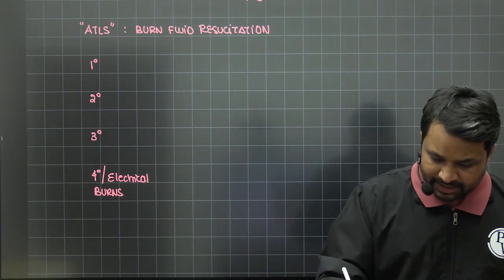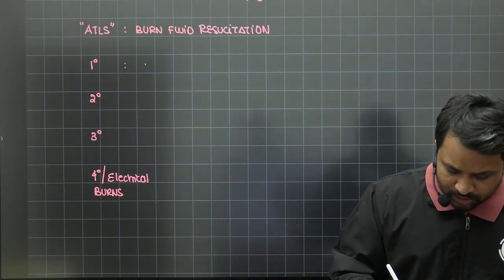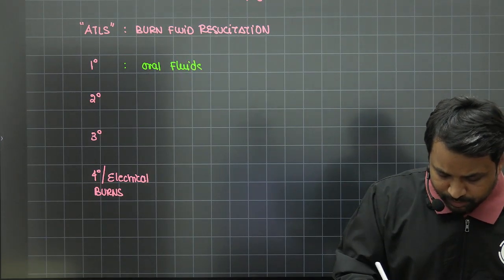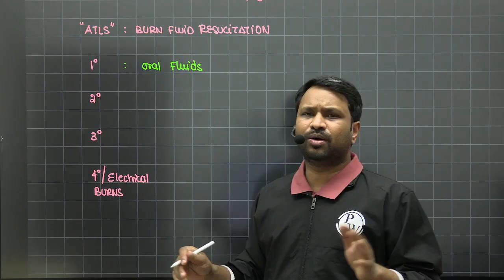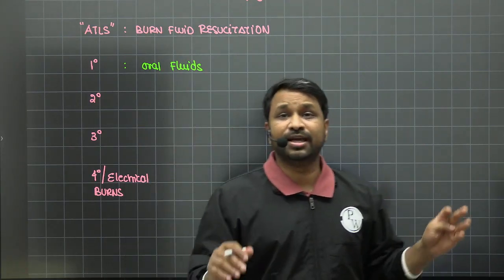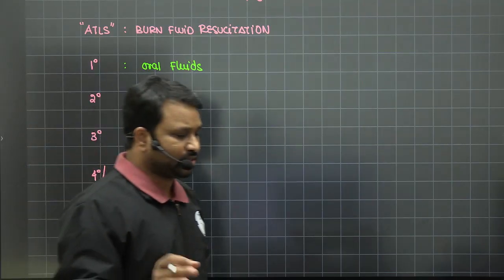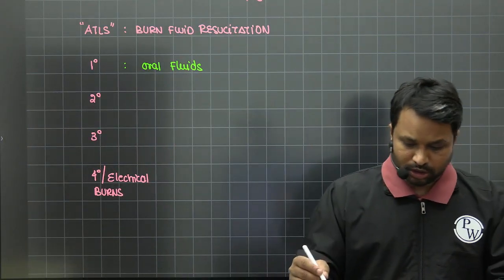Now it says if there is a first degree burn, all that you have to give is oral fluids. And it should be more than enough for the patient. So you don't need to worry about it. You don't need to go and resuscitate the patient, especially if the percentage of the body surface area burnt is less than 15%. Now, if it is a second degree or a third degree burn.